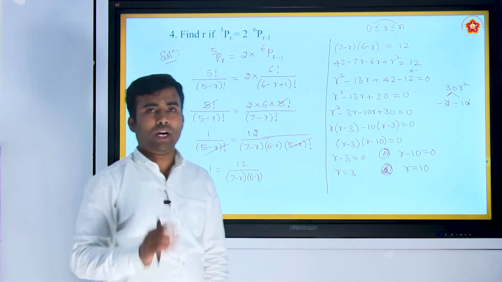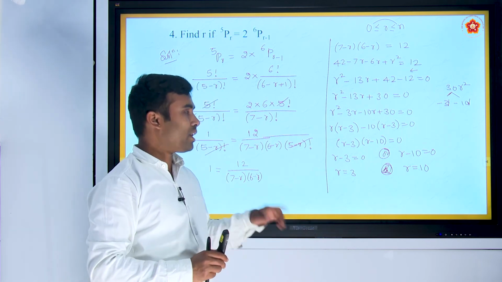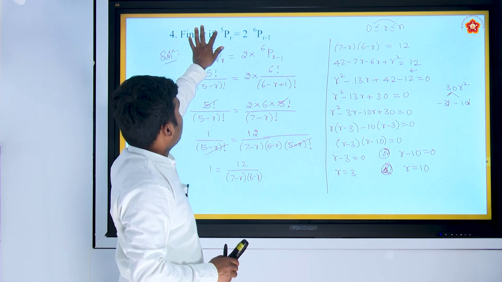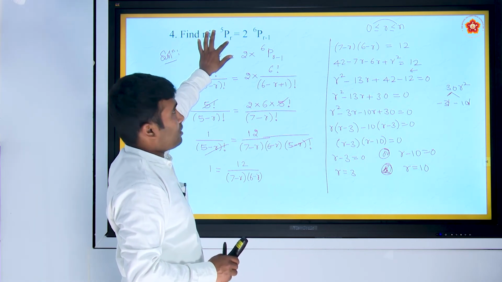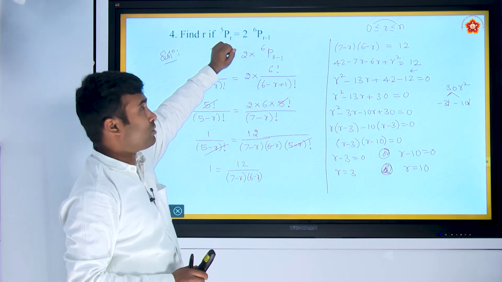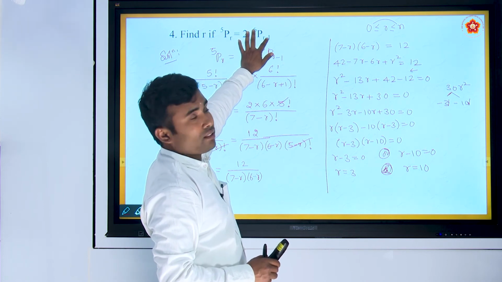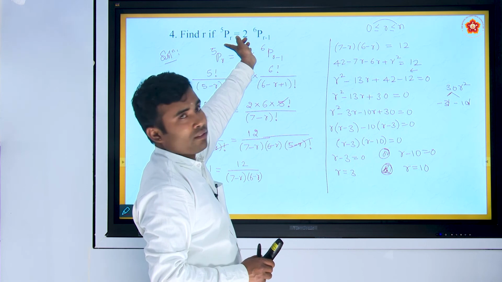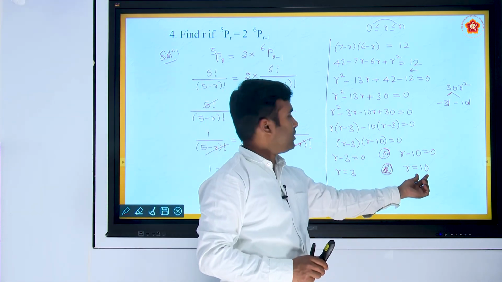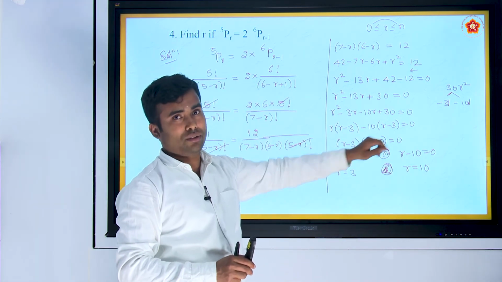So here we got two values for r. So let us decide which one is correct, either r is equal to 3 or r is equal to 10. You look here, in 5Pr, r must be 5 or less than 5, and here 6P(r minus 1) is there, one term less, so that means r must be less than 6 again. So therefore here r is 10, which does not fit here, therefore we cannot consider r is equal to 10.